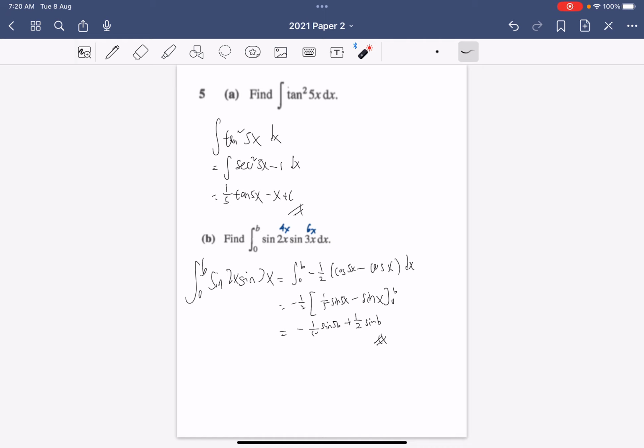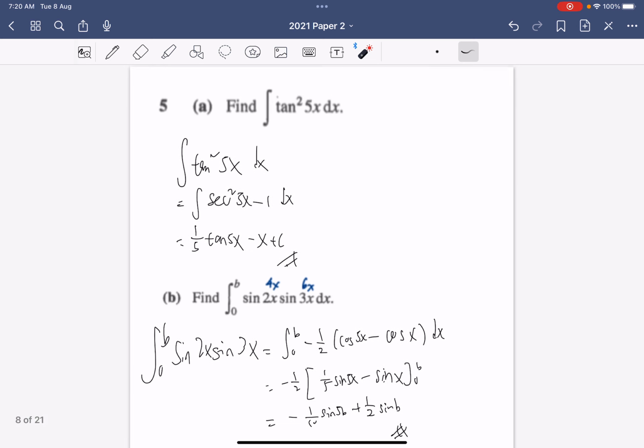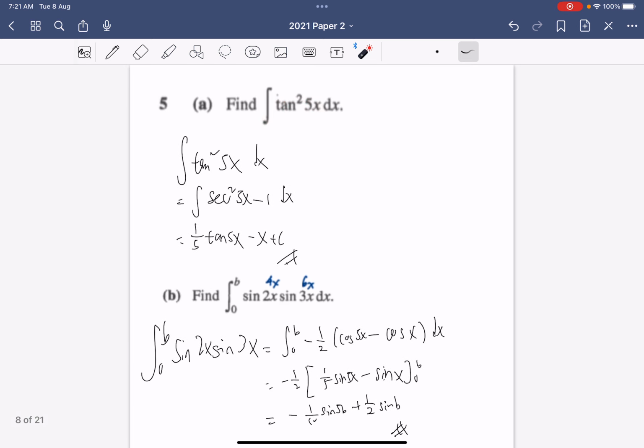For question 5, now we're supposed to do integration, and we are supposed to integrate tangent squared 5x. The thing is, we know how to integrate secant squared, and we are able to convert tangent squared to secant squared using the formula. So we convert tangent squared to secant squared minus 1, and then we just integrate secant squared to be tangent 5x times 1 over 5, because here got 5 inside, so we need to times 1 over 5. Then we integrate the minus 1 to minus x, then we add a c.